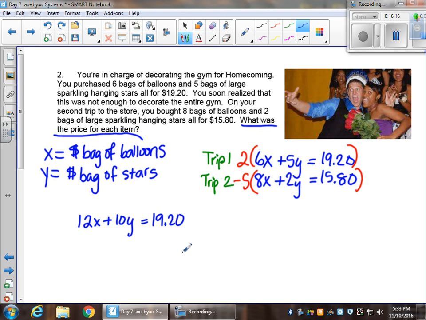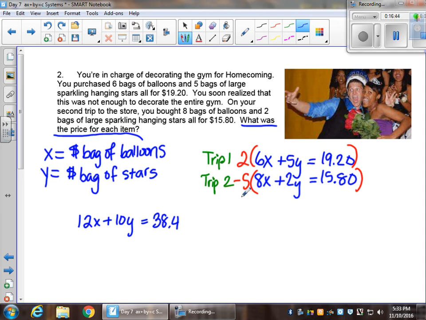True or false? I hope we're saying false. What did I do that needs to get changed? Because I see you guys doing this. What is wrong with 19.20? I should be doing 2 times 19.20, which is 38.4. So remember, distribute that value on the outside to all terms of your equation.